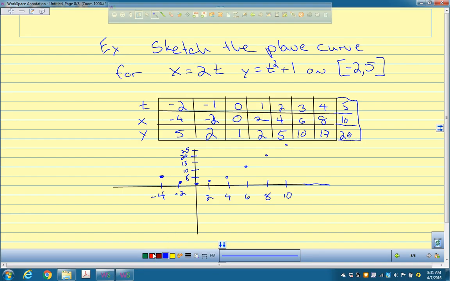What shape does this appear to be? It's a parabola. Okay, so if I'm going like this. It's not a very good parabola. But notice that the direction is this way. Unlike a regular parabola, it does have a direction. Okay? And that's how you plot it by hand.